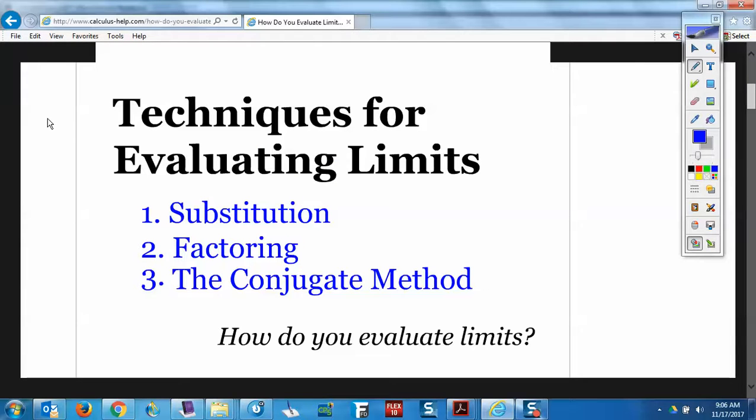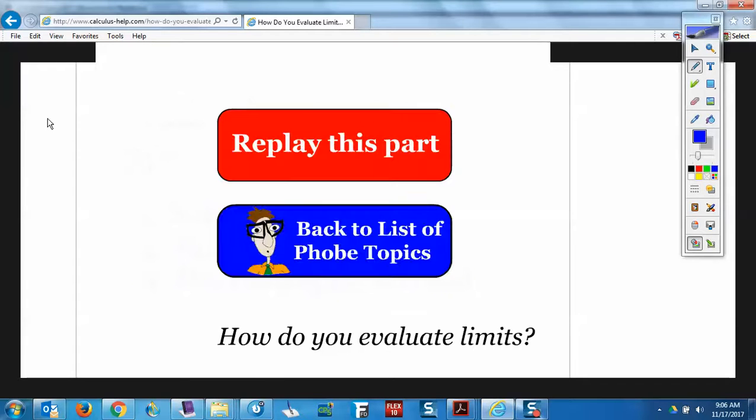Alright, sum up. There you have it. There are 3 major methods for evaluating a limit. Substitution, which is the easiest. Factoring, which is useful when either the top or the bottom of the fraction is factorable. And the conjugate method, which is useful for radical fractions.